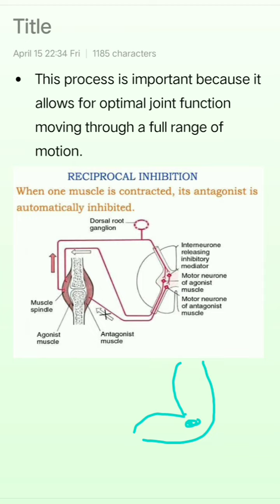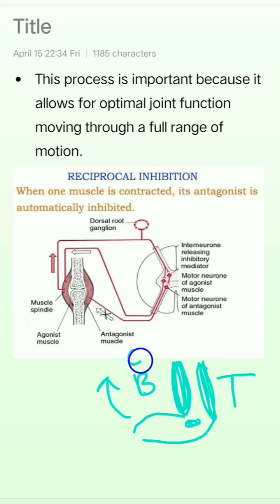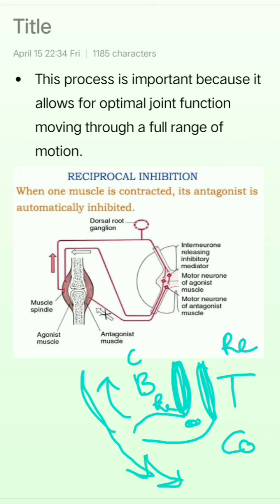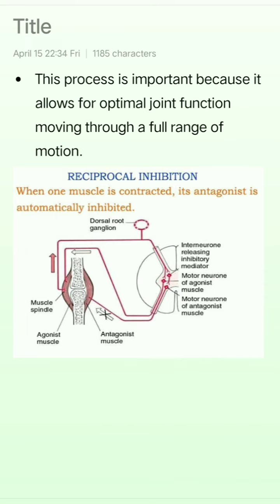Okay, this is the elbow joint. The agonist for elbow flexion is the biceps brachii, and the antagonist for elbow flexion is the triceps brachii. Whenever elbow flexion is produced, the biceps will contract and the triceps will relax. Whenever there is elbow extension, the biceps will relax and the triceps will contract. This has to happen for producing full range of joint motion. This is the point. So now we will go to the picture and understand this.